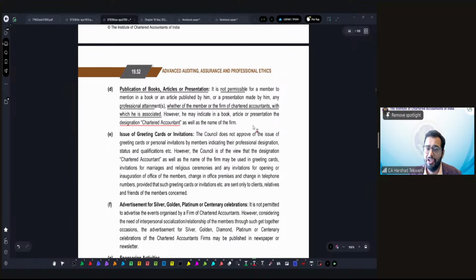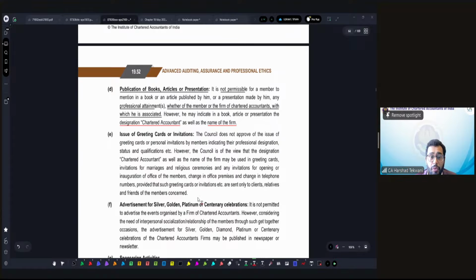You may mention the designation chartered accountant, but you cannot mention the professional attainments over there. Okay, so only name and designation is allowed, but do not mention any other things. Name of the firm and the designation, fine. But if you are associated or a member of this particular firm or this particular network group of firms, and you have professional attainments or experience, all those things are not allowed.